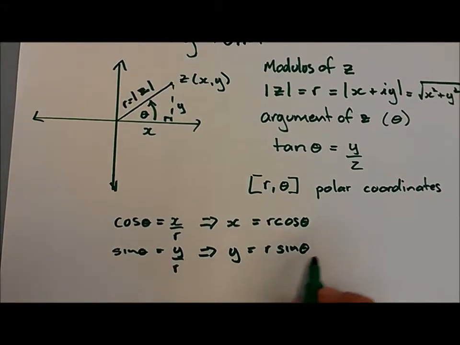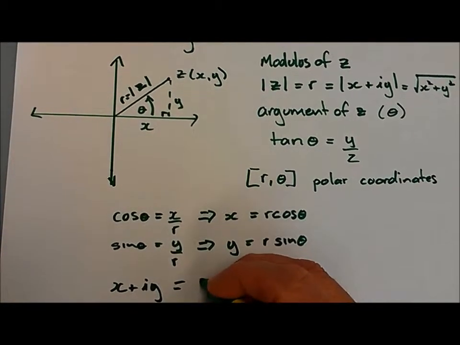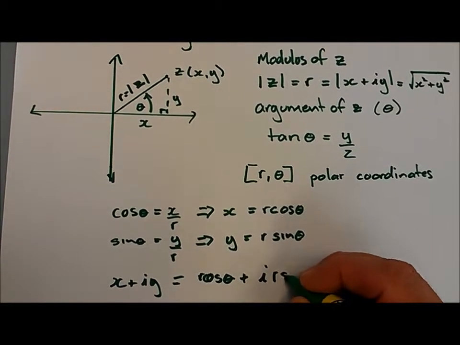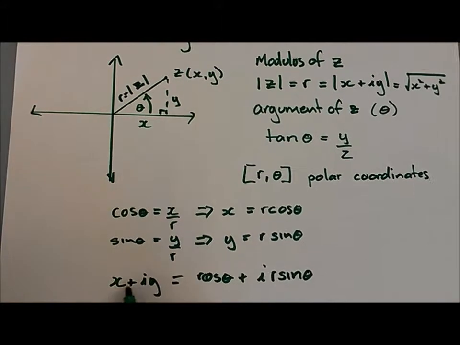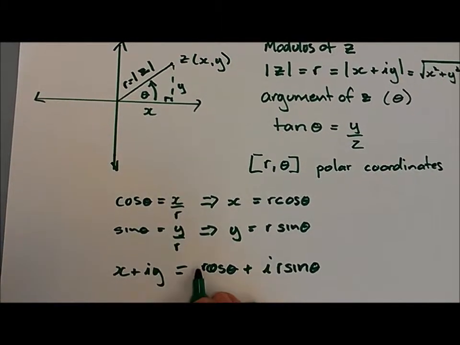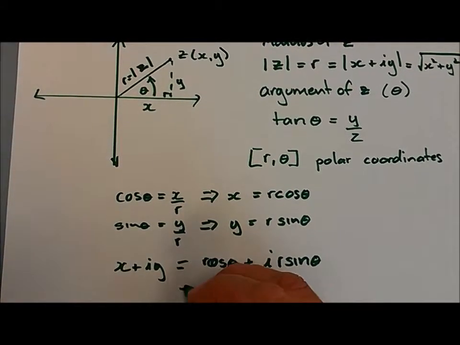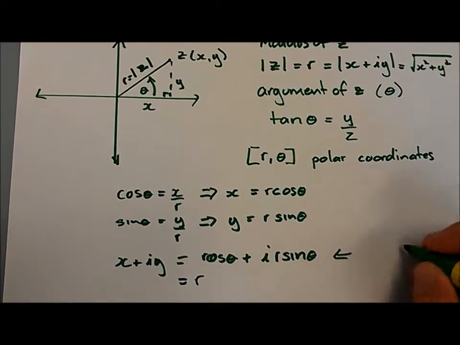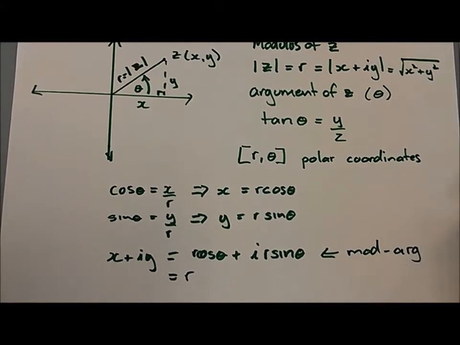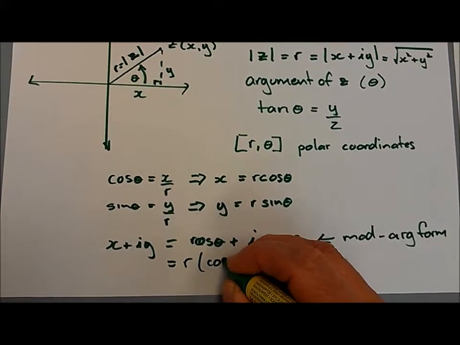And so I can then consider the x plus iy instead as r cos theta plus i r sin theta. That's x and that's y. And so now I'm writing x plus iy in terms of this modulus and argument, and I call this the mod-arg form. Now I can simplify this mod-arg form down a little bit by taking common factor of r out. So just making a note, this is the mod-arg form here. So a simplified version of take common factor out.